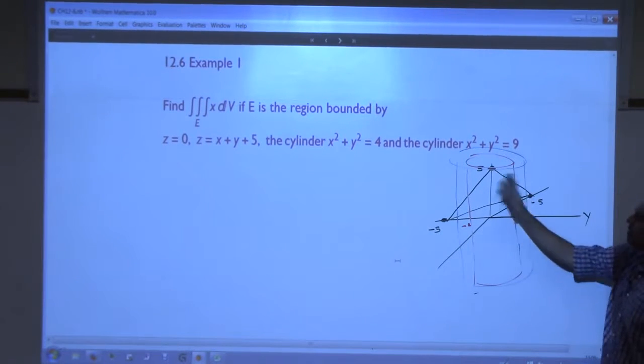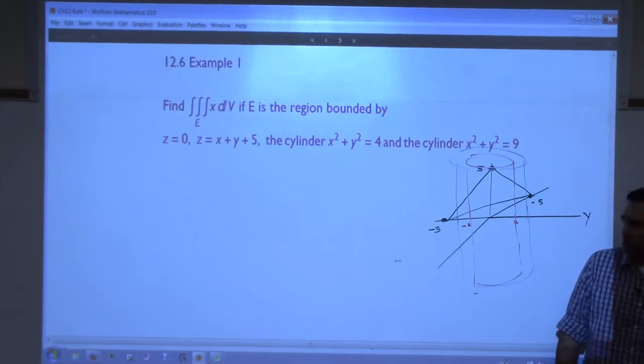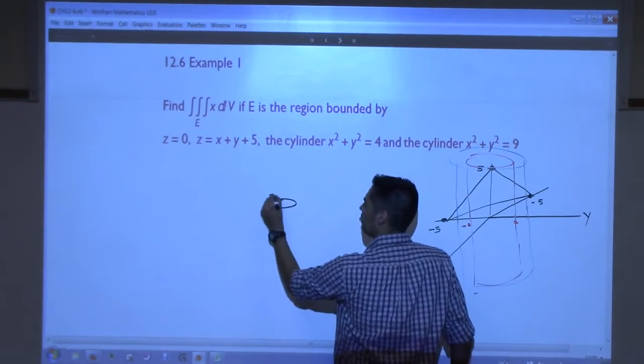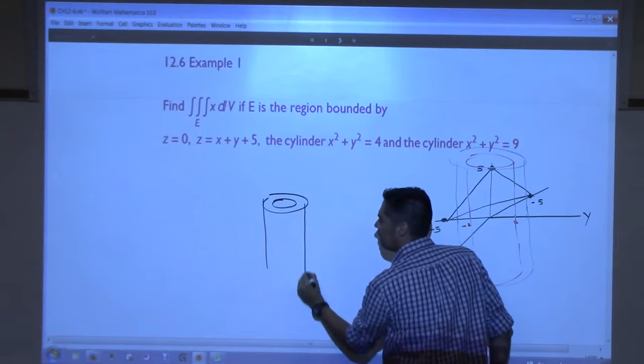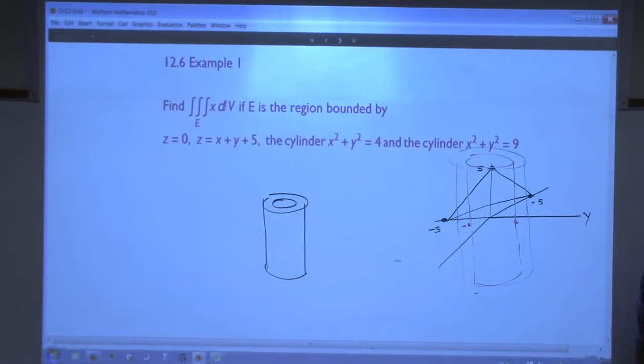So forget the plane for a second. If it was the region between the two cylinders, what does that look like to you? A piece of PVC, a toilet paper roll, a paper towel roll, whatever, right? That's what it would look like.